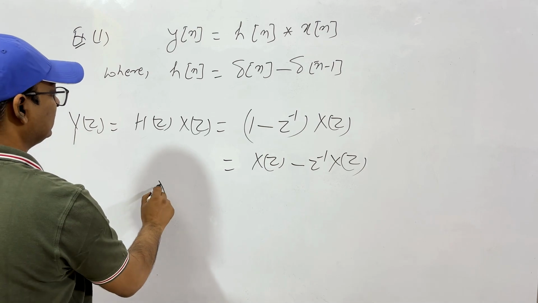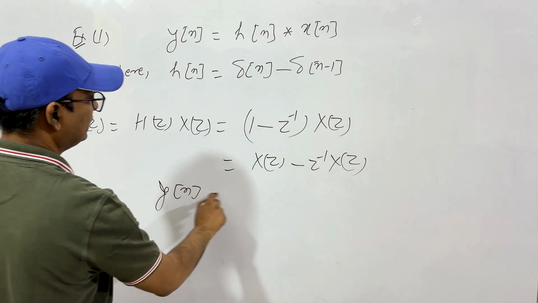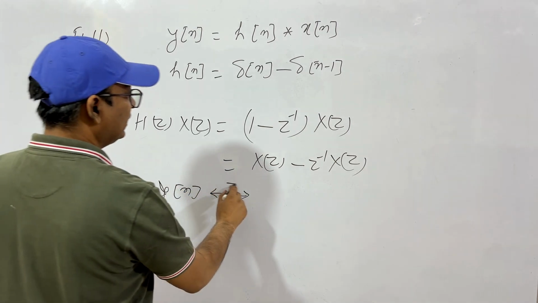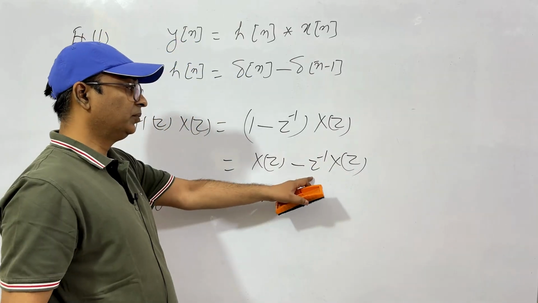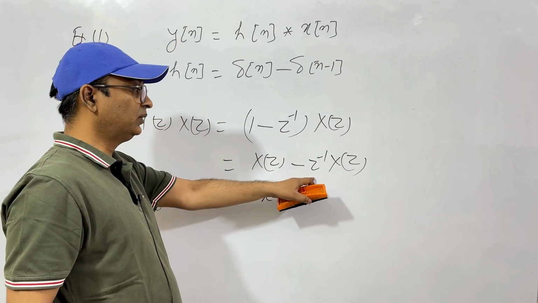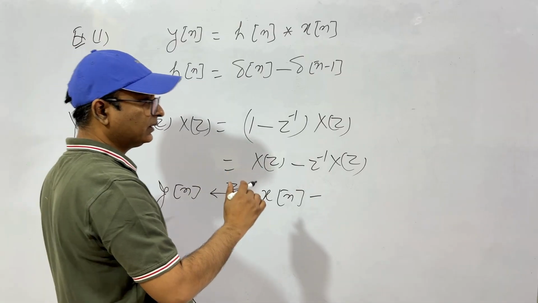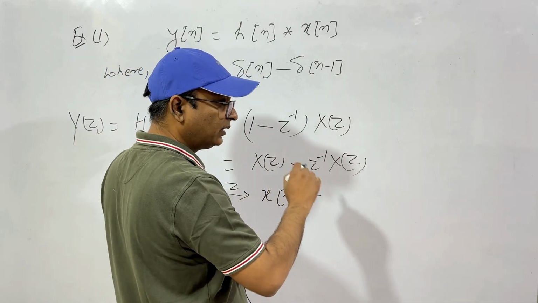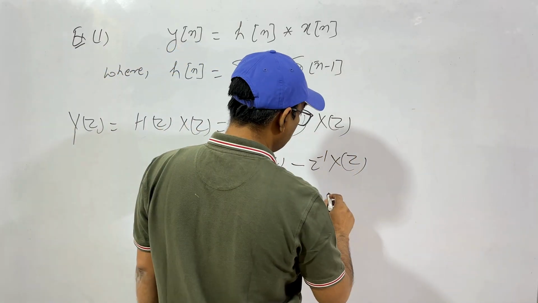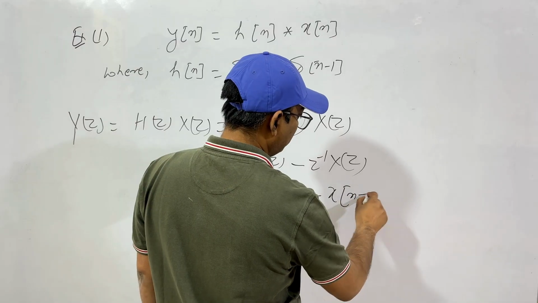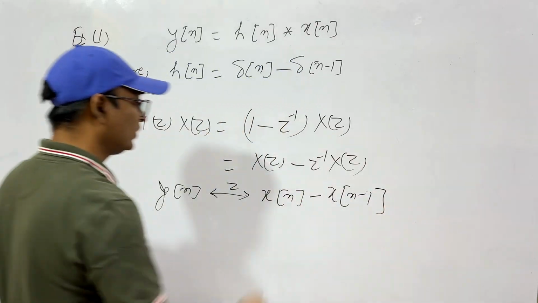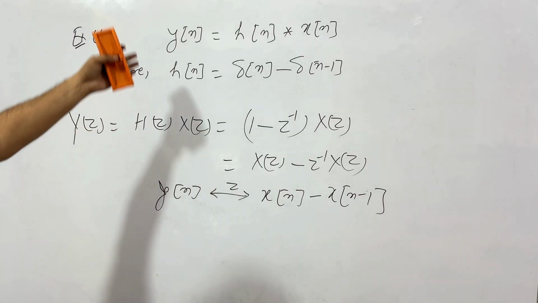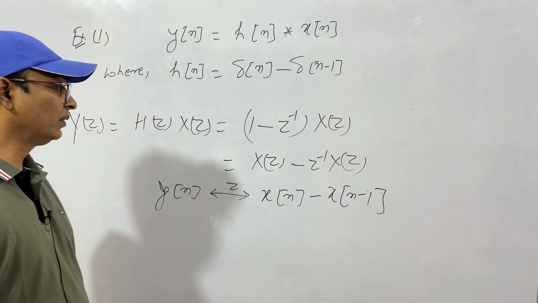So what is y[n]? If you take the inverse transform, X(z) is x[n], and from the time shifting property, z to the power minus n0 becomes n minus n0. Here n0 is 1, so this is n minus 1. So this is your y[n]. It is so simple using the convolution theorem.